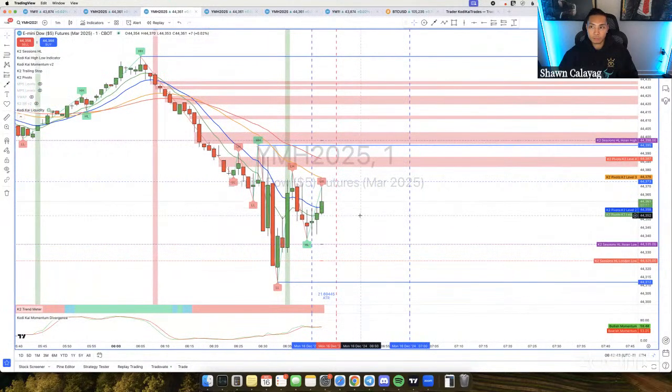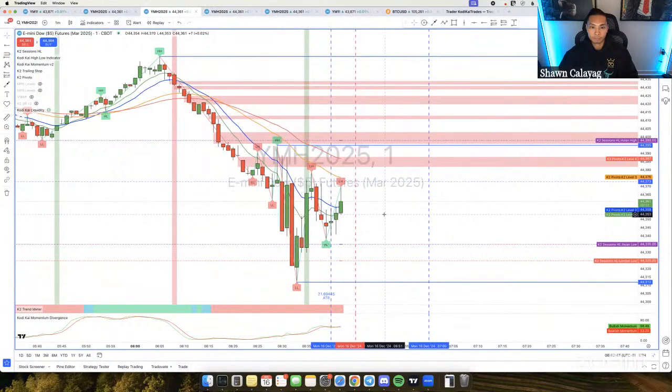Hoping that there's going to be some sort of movement. And we got news coming up in about 3 minutes, guys. No entries here right now. Price is literally going sideways, just sitting right here at the opening price.